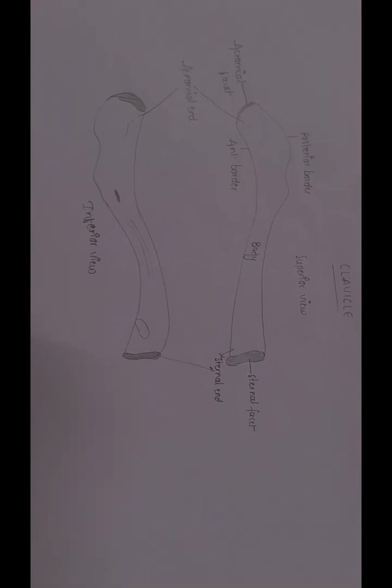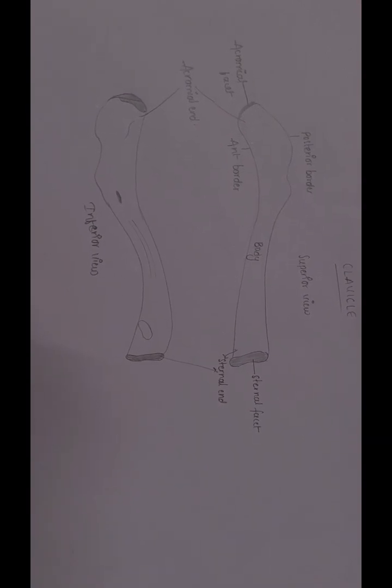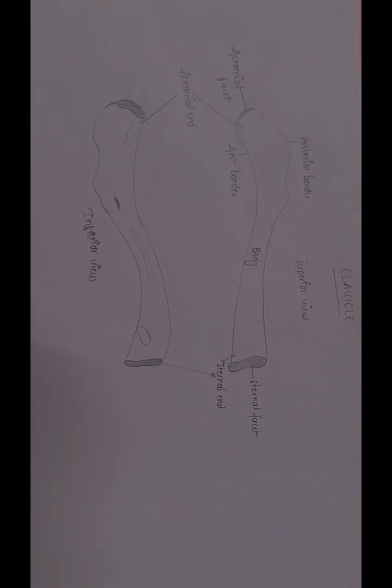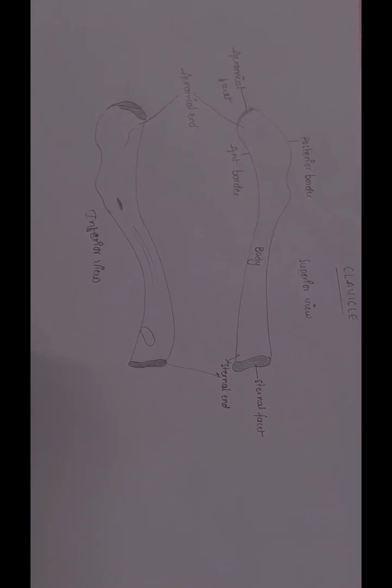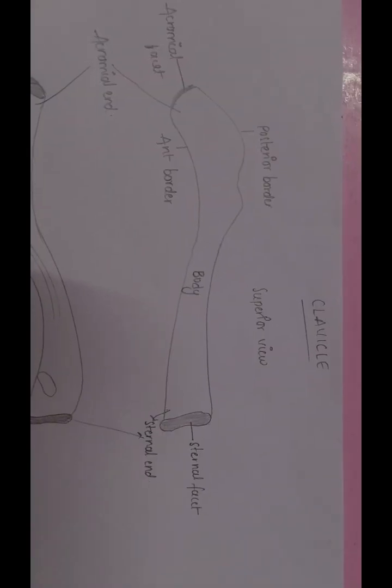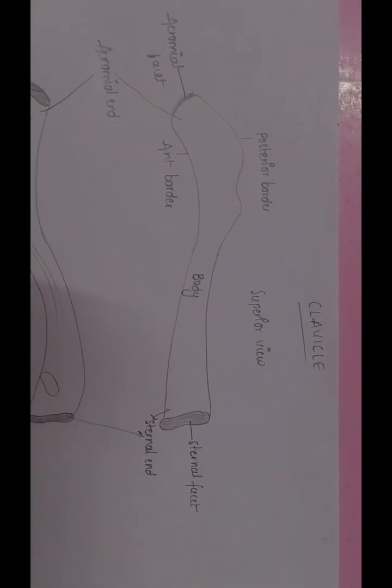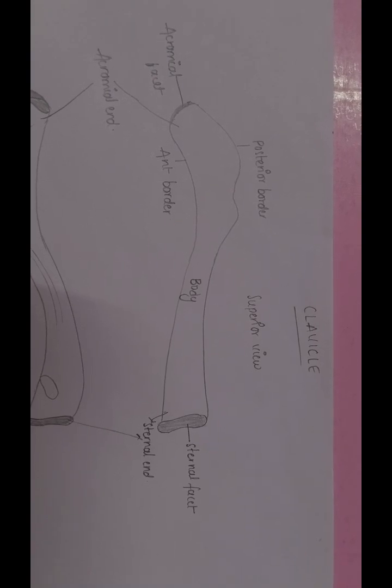Hello, my students. Today our topic is the clavicle, the first bone of the upper limb, we can say. Today, I'm going to tell you about the anatomical position, the side determination, the peculiar features, the muscle origins, and insertions of the clavicle.